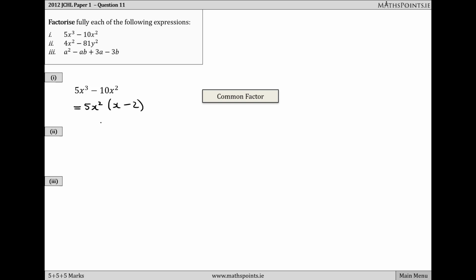To check that the factorization is right, we'll multiply it back out. 5x squared by x is 5x cubed, and 5x squared times minus 2 is minus 10x squared.